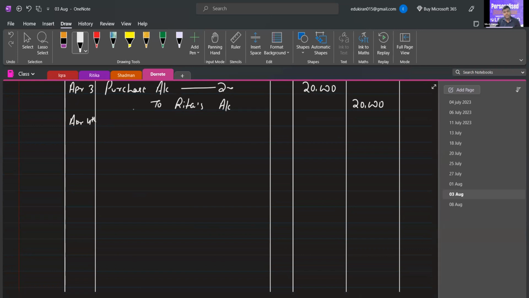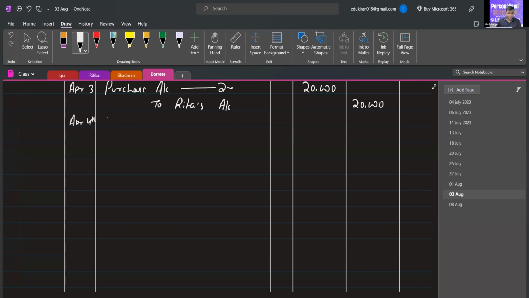Actually, we have to write the narration also. It is very important to write the narration, means detail of the question. Detail of the question means being purchased from Rita. Yes, the transaction detail. Okay, sir. Does that carry marks? Yes. Okay, sir.